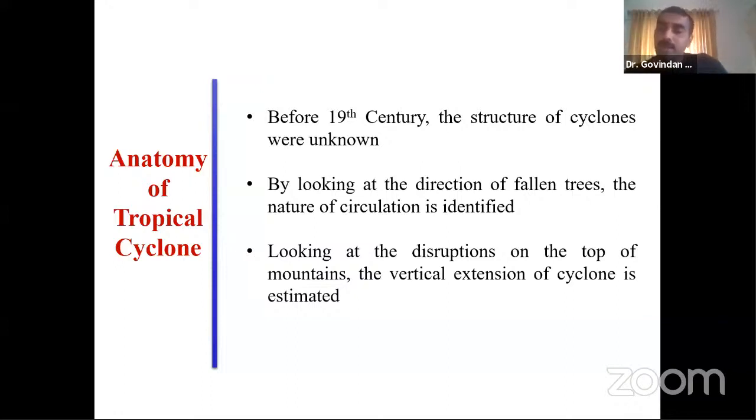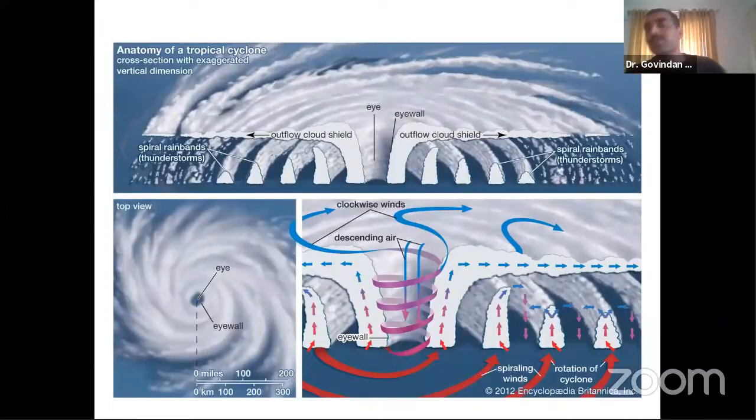But by now, we have a lot of satellites in space, which can figure out what a cyclone looks like. Now we know the inside and outside of a cyclone, its structure. In general, this is how the structure looks. You have an eye of the cyclone at the center. Then there is an eye wall, which is nothing but a vertically extending cloud from near the surface to about 13 to 15 kilometers above the surface of the earth.